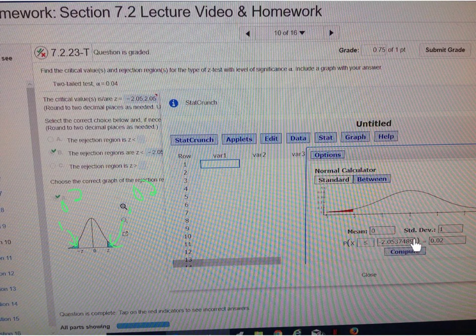and it gives me this value here, which you round to the nearest hundredths. It's negative 2.05. And there's actually a second answer, but these two are symmetric, so if you know one, you know the other. So we get negative 2.05, then the other one's just positive 2.05.